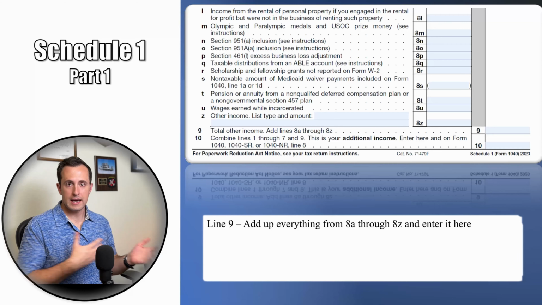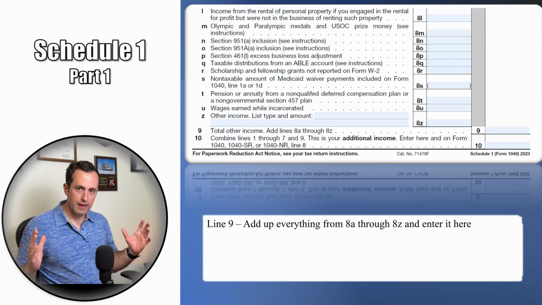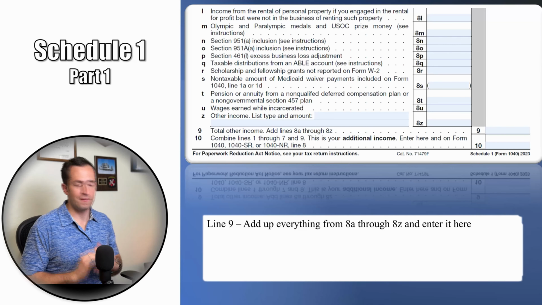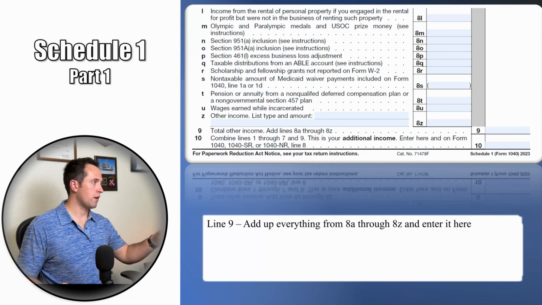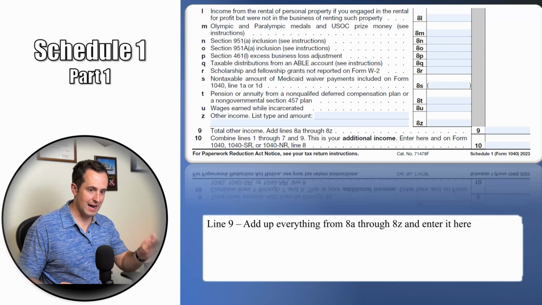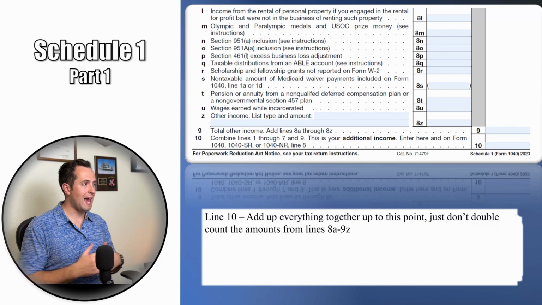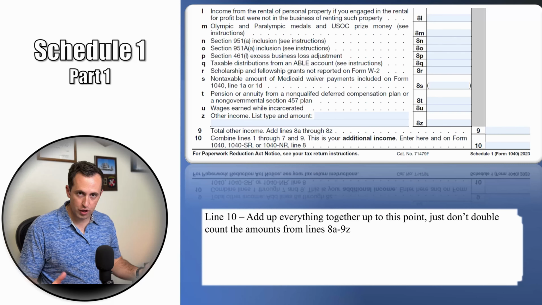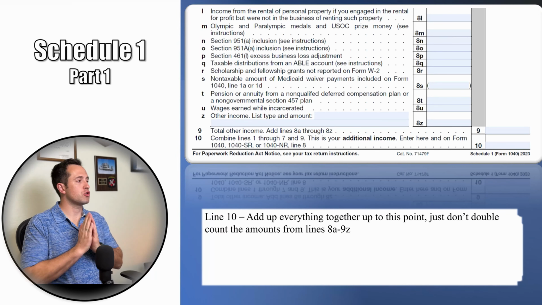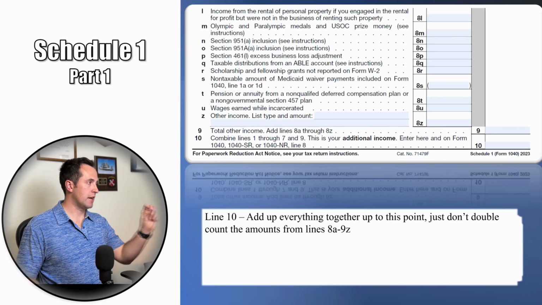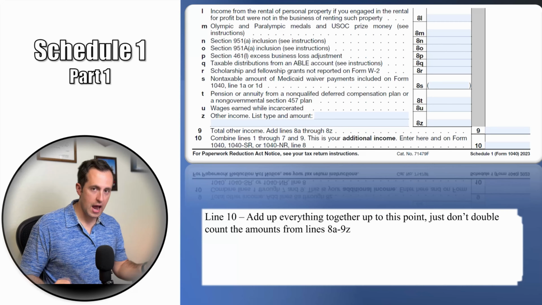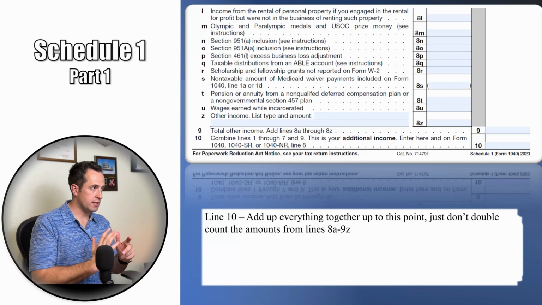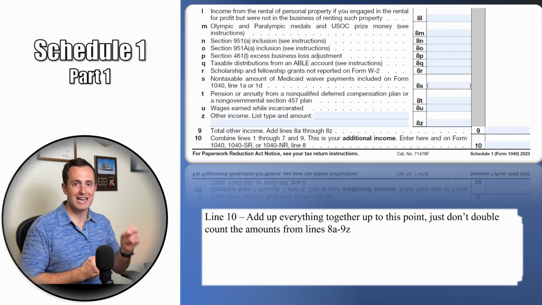And then basically we get to line 9, and this is where you're going to add up everything that was in line 8, A through Z. Yes, I know they're missing some letters in there, but regardless, you're going to add it all up and put it in line 9. And then line 10, you're going to add up everything you had up to this point. So it's going to be lines 1 through 7, you're going to add line 9 to that, and this is going to be your total additional income. You're going to enter this information here on line 10, as well as on your applicable 1040, whether it's the regular one, the SR, or the NR, you're going to put that in line 8.